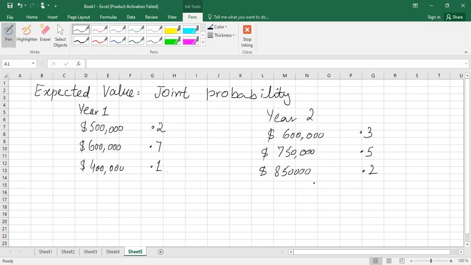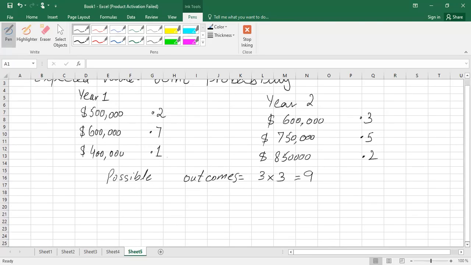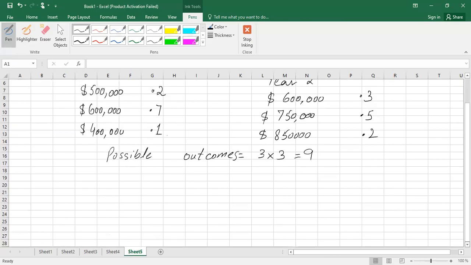When there are 2 years and they have three different probabilities, it means we will calculate 9 possible outcomes. How? 3 into 3. Here we have 3, here we have 3, so the 9 possible outcomes. And it requires at least 7 or at max 8 columns.